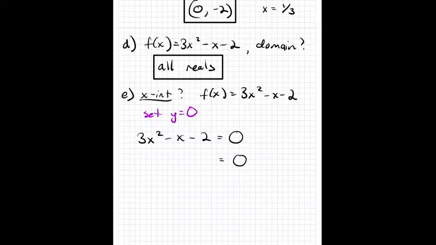Okay, so let's see. We want to factor this. We want to find two numbers that multiply to give us A times C, which is actually -6 here, and add to give us -1. I think it's -3 and 2, right? So we're going to rewrite this middle term using that -3 and 2 that we just found.